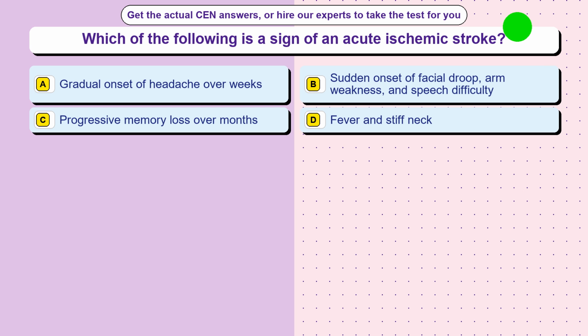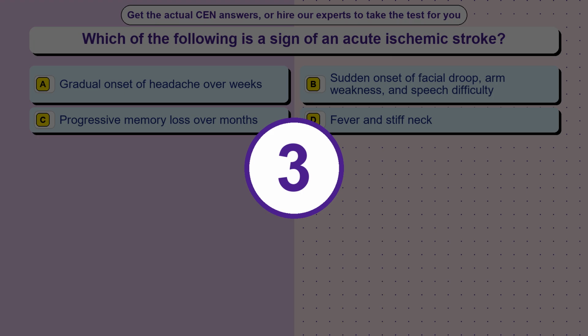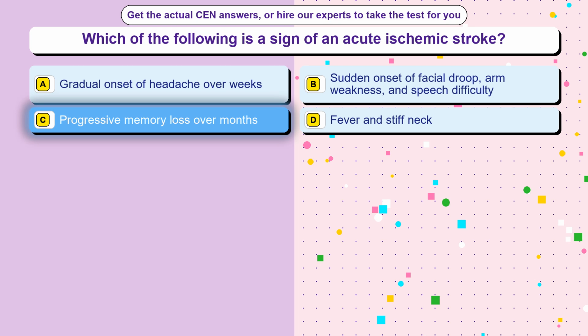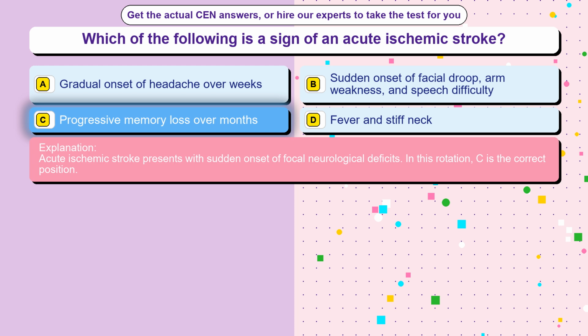Question 5. Which of the following is a sign of an acute ischemic stroke? Option A, gradual onset of headache over weeks, Option B, sudden onset of facial droop, arm weakness, and speech difficulty, Option C, progressive memory loss over months, Option D, fever and stiff neck. The correct answer is Option C, progressive memory loss over months. Acute ischemic stroke presents with sudden onset of focal neurological deficits. In this rotation, C is the correct position.